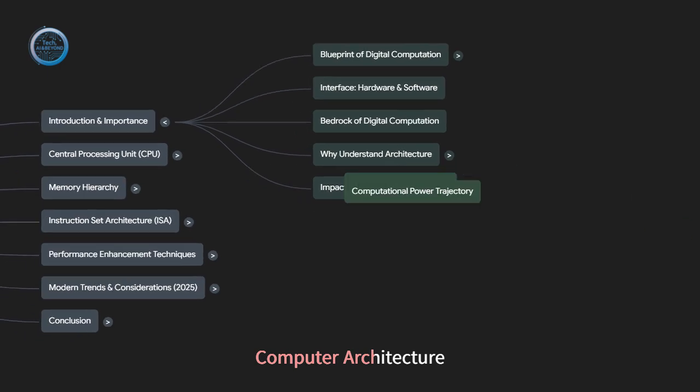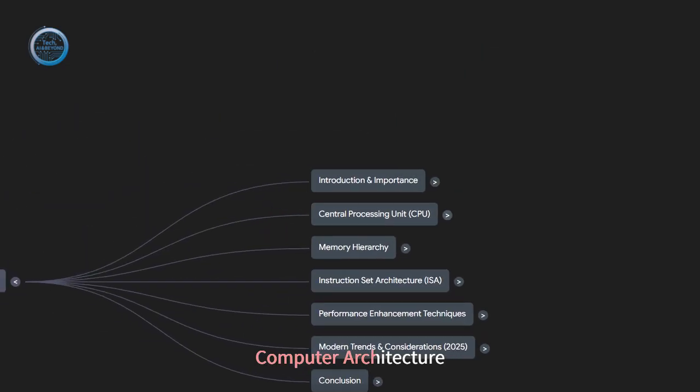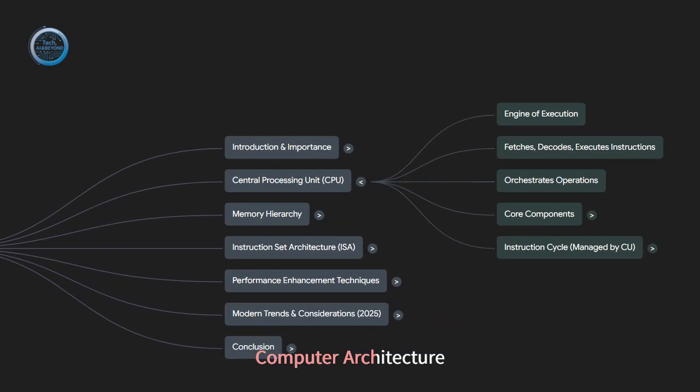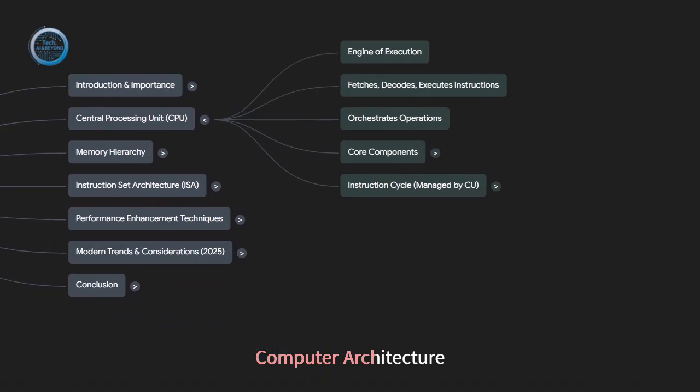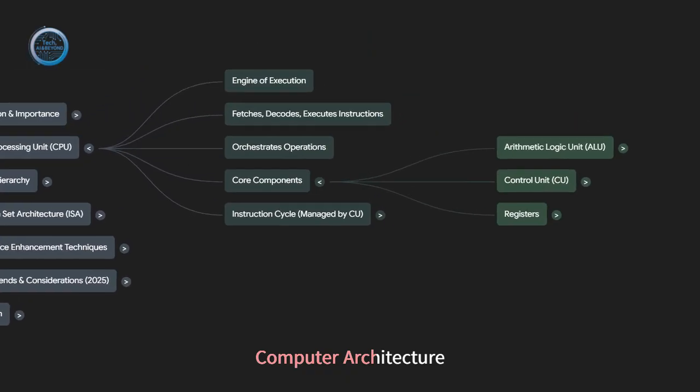If it guesses wrong, there's a penalty. The pipeline has to be flushed, discard the wrong path instructions, and then fetch and start executing instructions from the correct path. This wastes cycles. But modern branch predictors are incredibly accurate, often well over 90%, sometimes 95% plus.